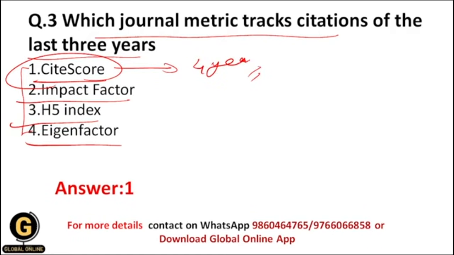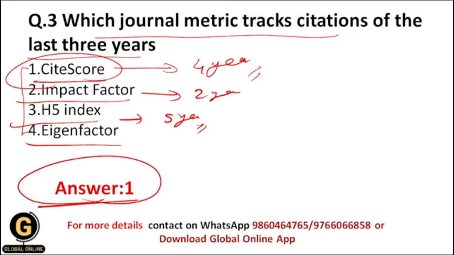And that's why your correct answer over here is 1, because the impact factor tracks the citations of the last 2 years, the H5 index tracks citations of the last 5 years, and the eigenfactor is the overall importance of a specific journal. This is nothing but the eigenfactor, and that's why your correct answer for this question should be 1.